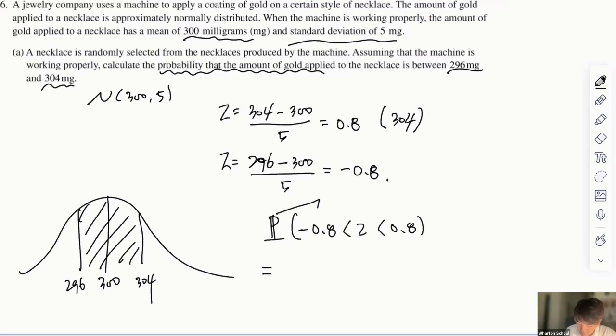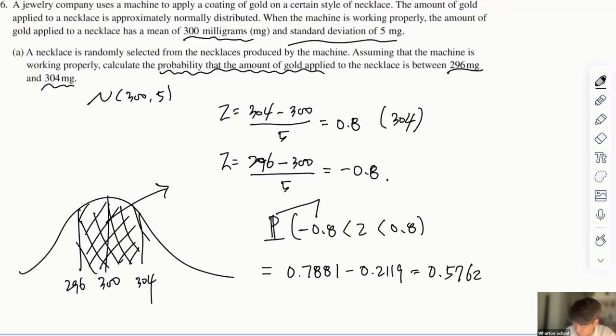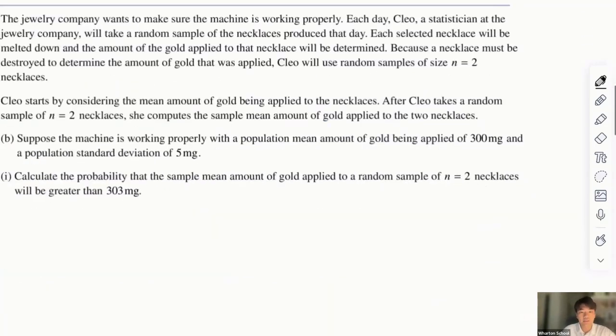So how do we find that? We just have to find the probability, and we're using the table, right? If we look at the table, this is 0.7881 minus 0.2119. So the probability that the weight would be in between is 0.5762. Okay, all right.